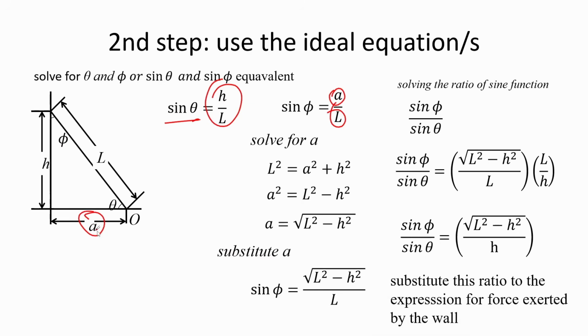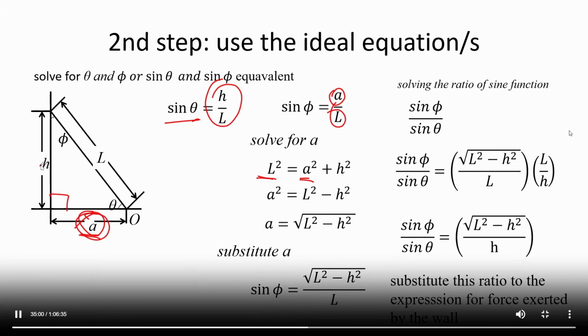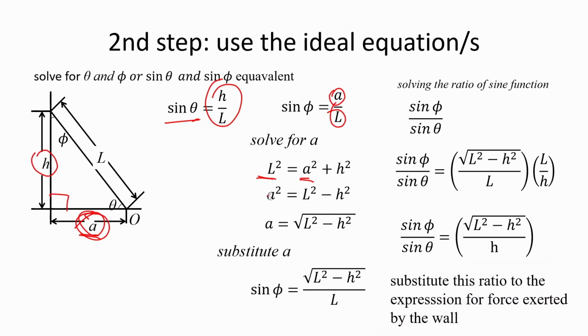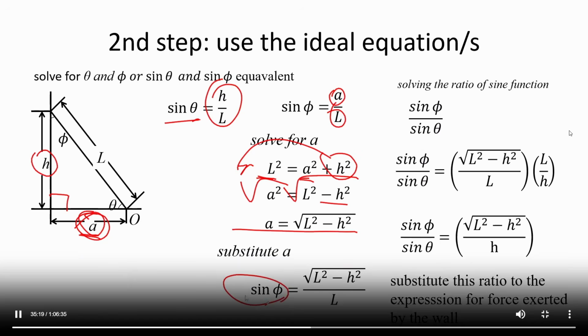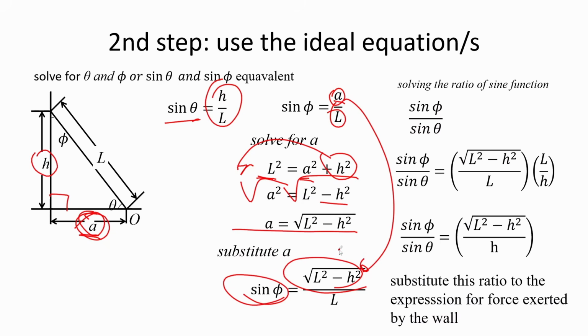We don't know A, but we know this is a right triangle, so we can use the Pythagorean theorem. L squared is equal to A squared plus H squared. Transposing H to one side, it becomes minus H squared, so A squared is equal to L squared minus H squared. Taking the square root of both sides, you get A. So A is the square root of L squared minus H squared, over L.